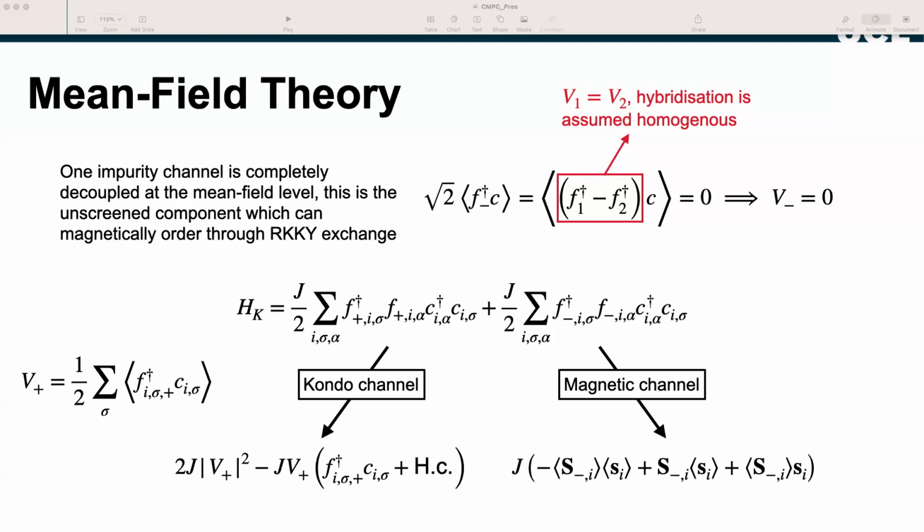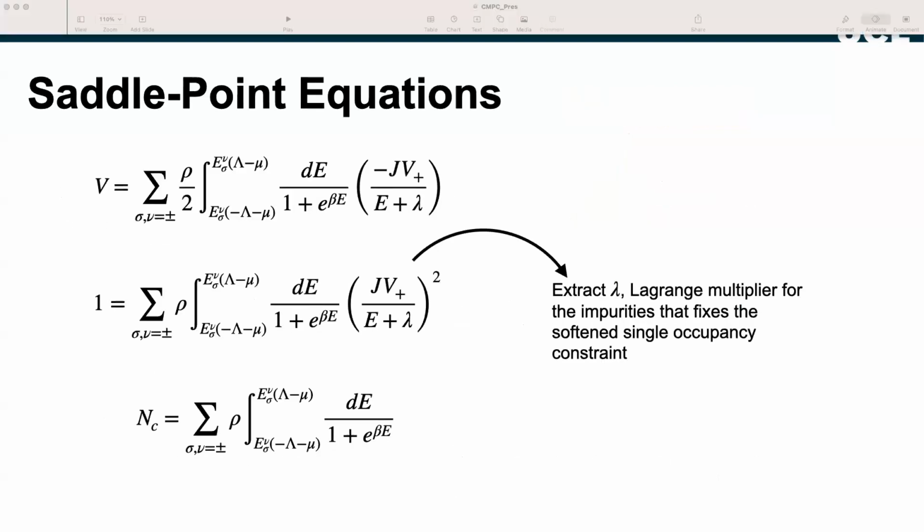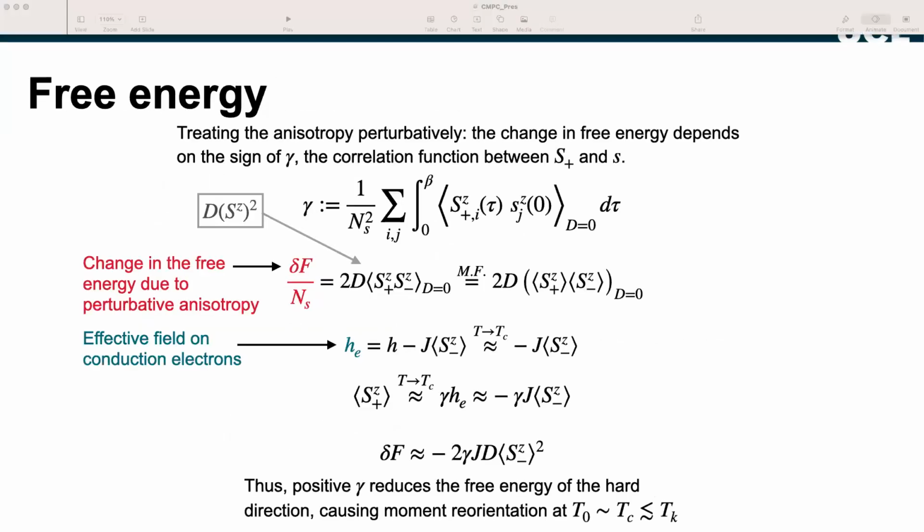So it's worth noting that this decoupling is only really valid in the strong Kondo regime. Otherwise, you would have to decouple the F plus ones magnetically as well. So these are the saddle point equations you get. I won't say too much about these, but you get one for the constraint that ensures that you have single occupancy, and then one for the electron filling densities, which we keep constant.